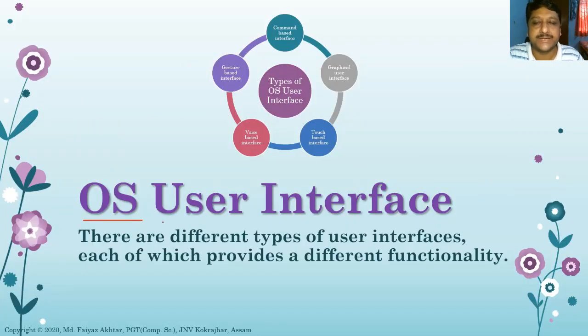Operating system user interface. In this topic we will learn that different types of operating systems are there, and each operating system offers different types of interface to communicate with it. Some operating systems allow giving commands by typing on the keyboard, some by touching, some by speaking, so through voice interaction. So many types of interface are available. There are different types of user interfaces, each of which provides different functionality.